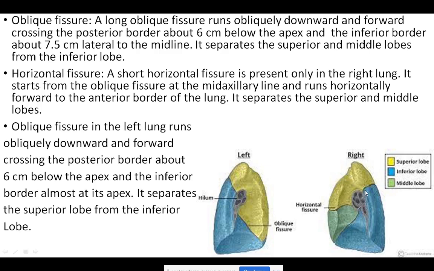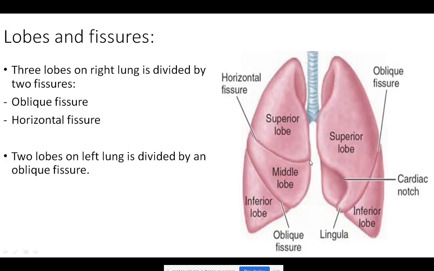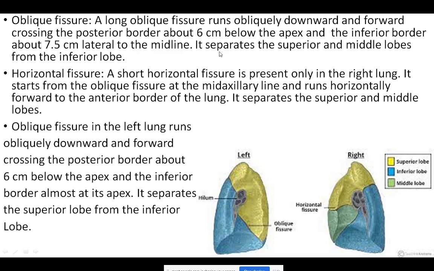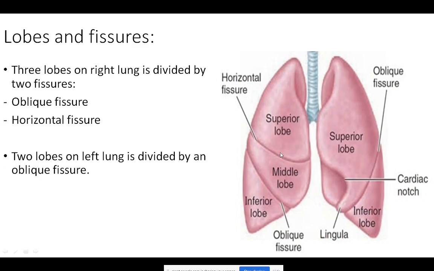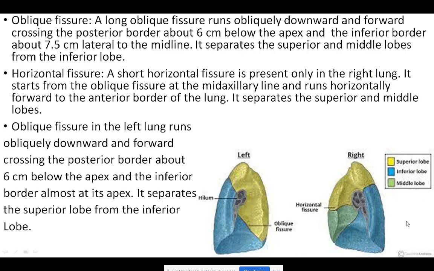You understood? That is 7.5 centimeter away from the midline. This is the oblique fissure. It separates the superior lobe and the inferior lobe. Okay, but anteriorly we cannot see that, it is not prominent that the oblique fissure separates the superior lobe from the inferior lobe. Okay, we can only see it from the medial surface of the lung.